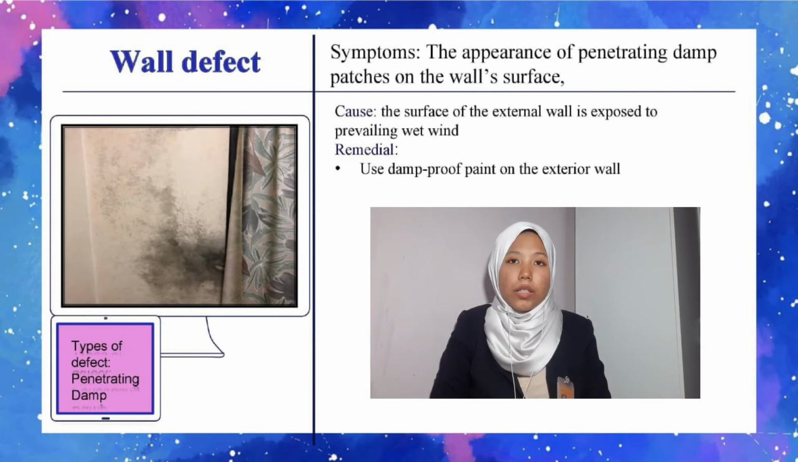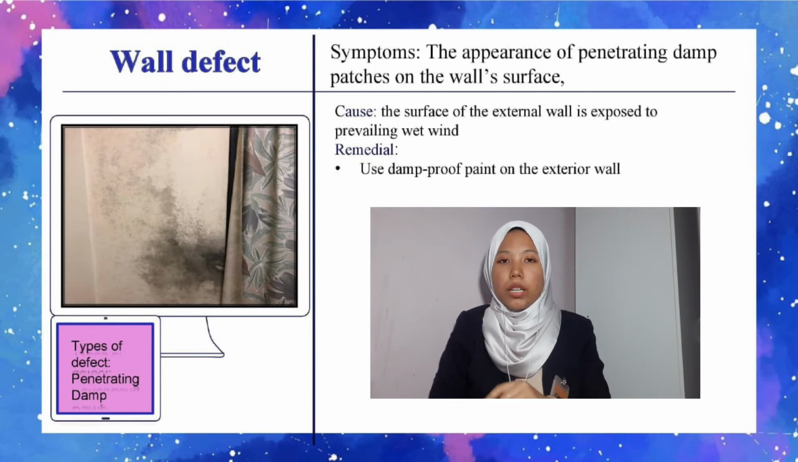Lastly, the wall defect of the type is penetrating damp. We can see the damp on the surface of the wall, which is the symptom. This defect happens because the surface of the external wall is exposed to the prevailing wet weather, which is allowing water to flow steadily from the outside to the inside walls of the house.